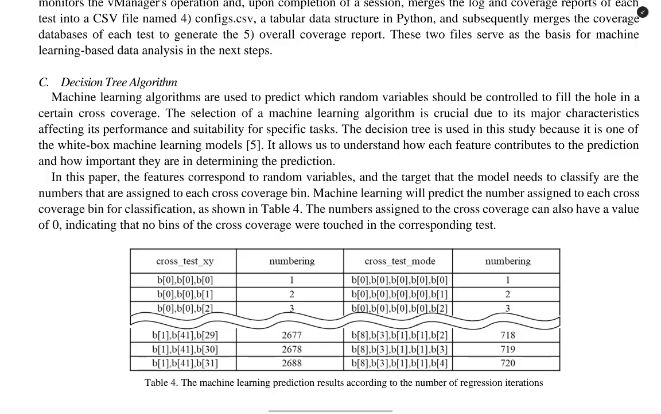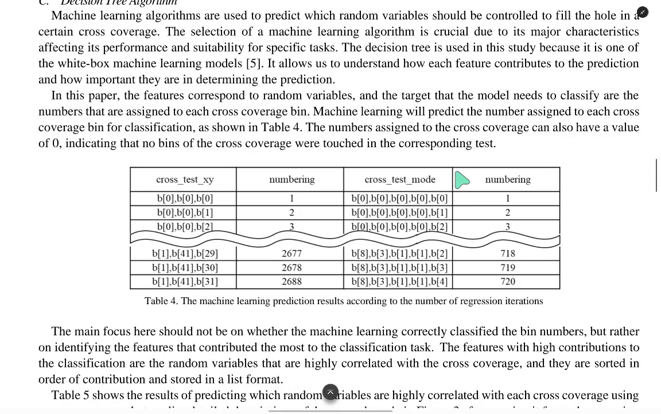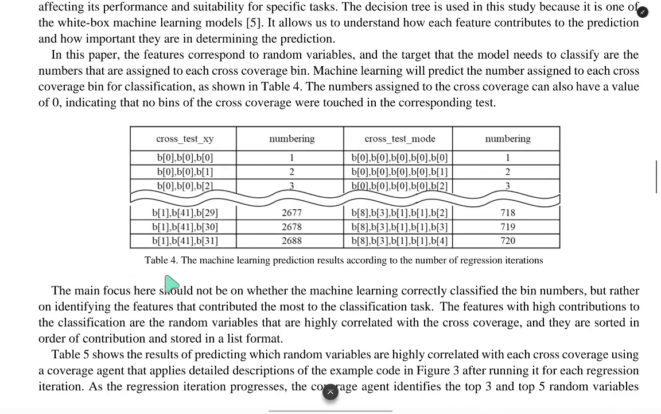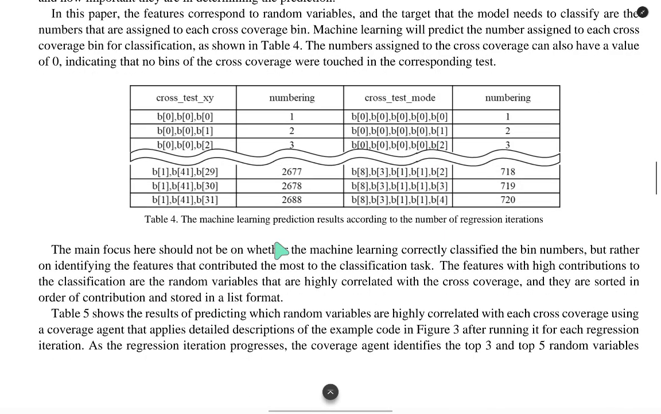Machine learning will predict the number assigned to each cross coverage bin for classification, as shown in Table 4. The numbers assigned to the cross coverage can also have a value of 0, indicating that no bins of the cross coverage were touched in the corresponding test. So, Table 4, the machine learning prediction result according to the number of regression iterations.